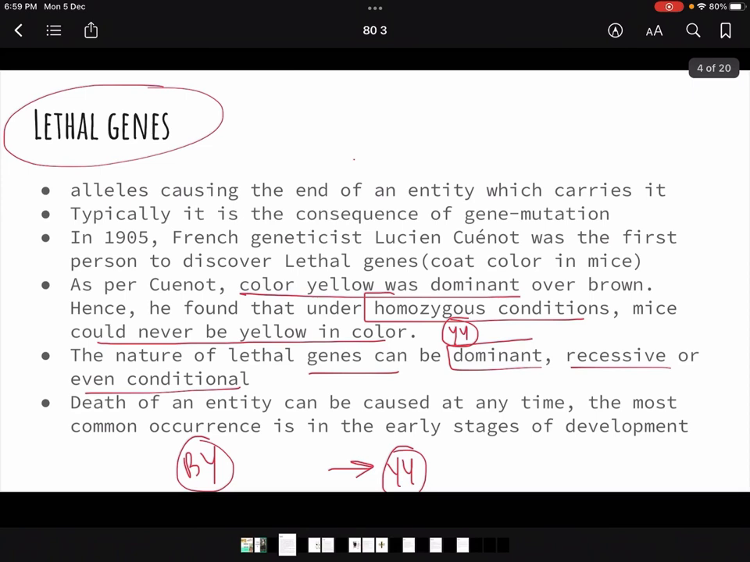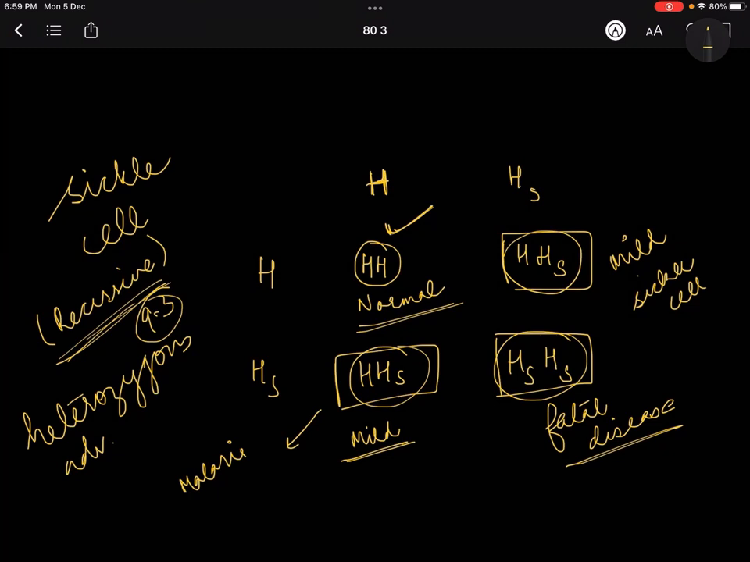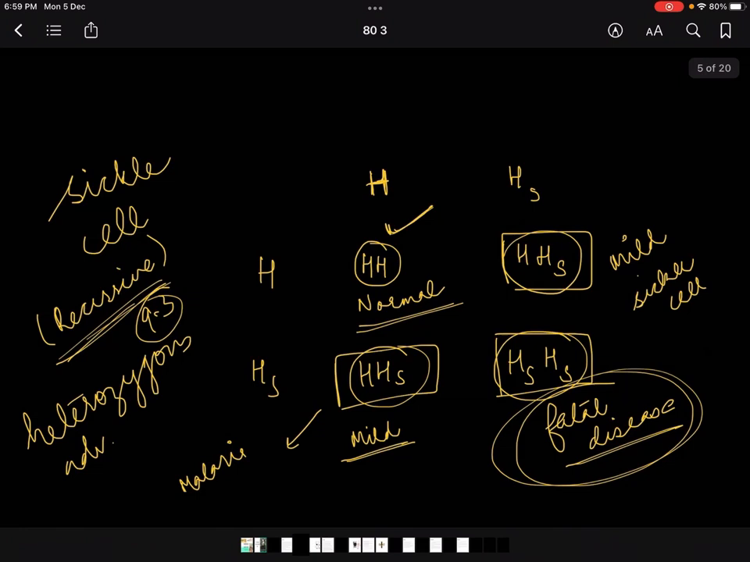But in this also there are different types. There are dominant lethals, there are recessive lethals, there are conditional lethals. Sometimes in recessive lethals, it might not cause the disease because the person becomes a carrier. If it is in a heterozygous format, it will only become a carrier, and it will only become lethal when it is in the homozygous condition. So I'll bring you back to this picture because I want to explain this to you.